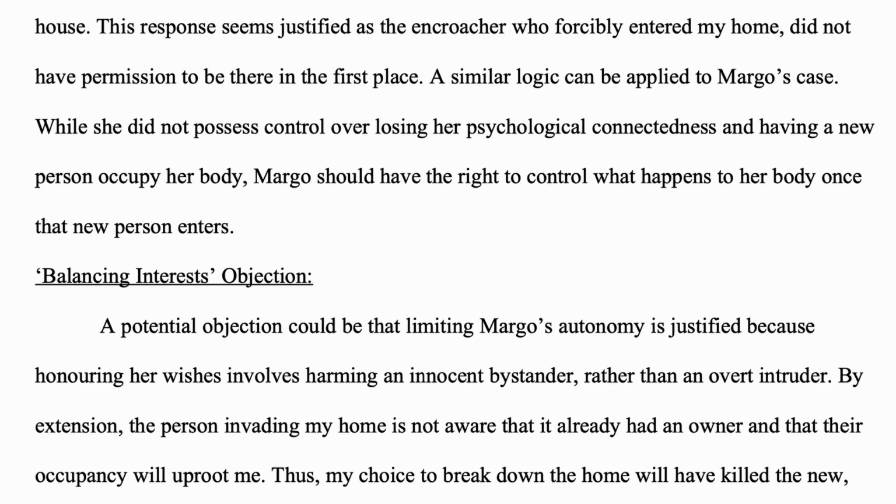While she did not possess control over losing her psychological connectedness and having a new person occupy her body, Margot should have the right to control what happens to her body once that new person enters.